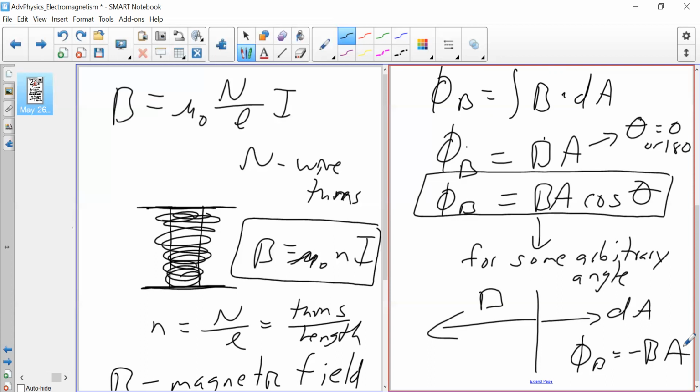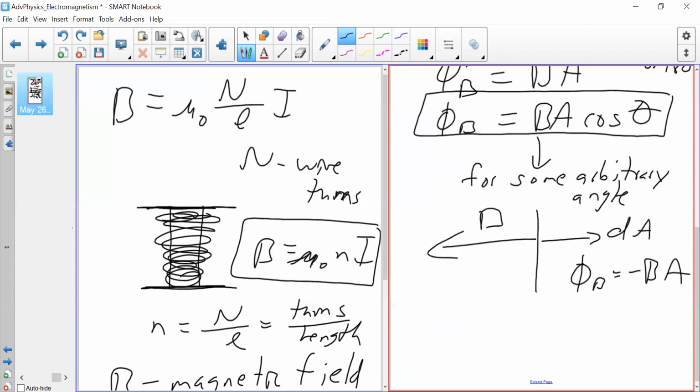Units of magnetic flux. I like this. It's the Weber, after this guy Weber. One Weber, Wb, equals 1 Tesla meter squared, because it's magnetic field times area.